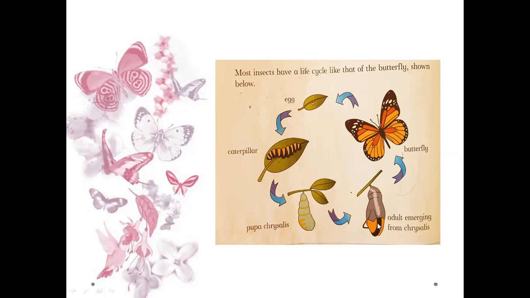At this stage it is a little weak. Then after a few hours, it becomes strong, its wings get strong, and at this stage, after a few hours, the butterfly is able to fly in the air. So what you will learn, the first one is egg, then it converts to caterpillar, and then it converts to pupa chrysalis, and then the adult emerges from the chrysalis at this stage, and then it is converted to an adult butterfly.